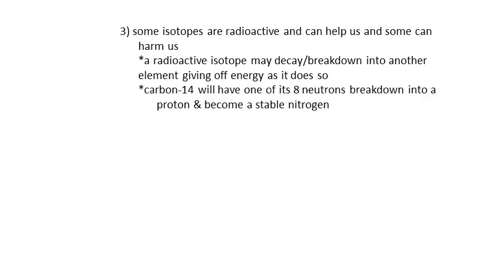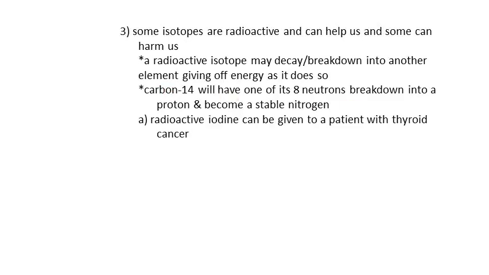So in the case of carbon-14, one of its 8 neutrons will break down and become a proton. Now think about that. This carbon-14 has one neutron that breaks down and becomes a proton. So now this atom doesn't have 6 protons but 7. And if you look on a periodic table, you'd see that any atom having 7 protons is going to be a nitrogen.